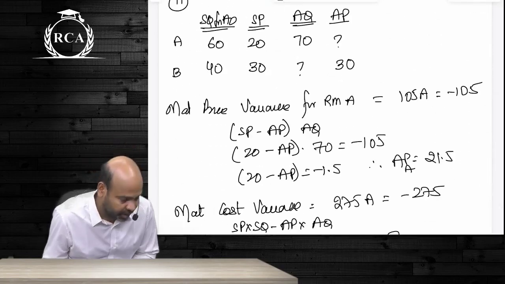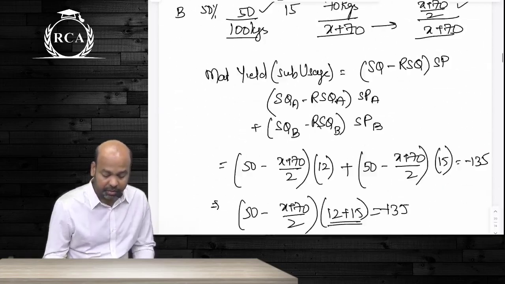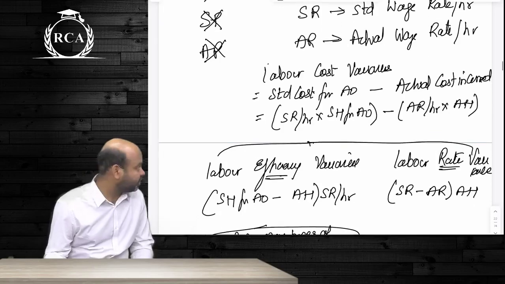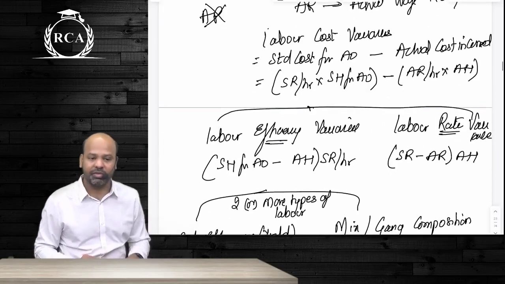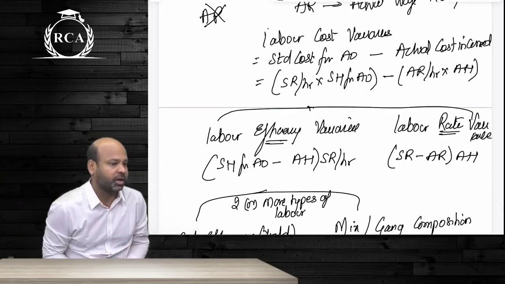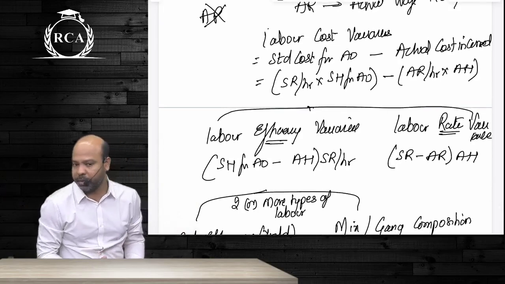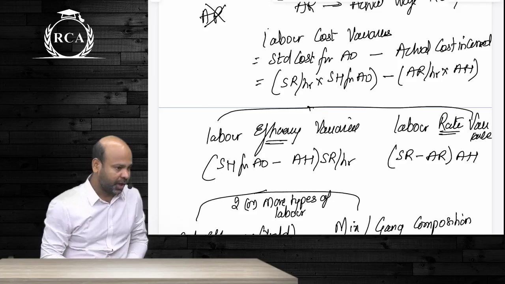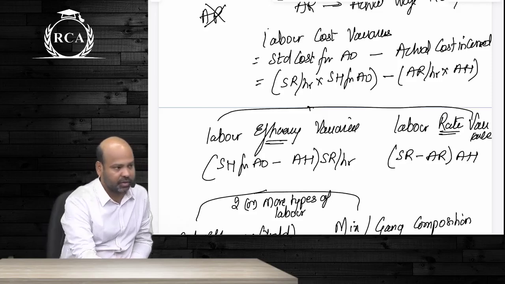Reverse calculation also, if there is one. Now, after material variances, guys, labor variances. Overall labor variance is still the same. You're going to write standard cost for actual output minus actual cost incurred. So that will be standard rate per hour into standard hours minus actual rate per hour into actual hours.